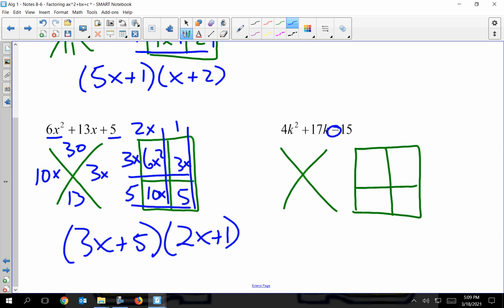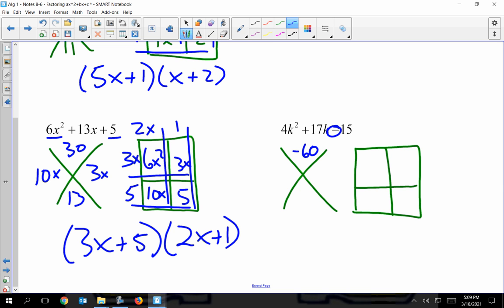And I would FOIL that back out or box that back out and just see, did I get what I started with? Okay. This one, 4 times negative 15 is a negative 60. And I got a positive 17 at the bottom. I'll write that a little bit more neatly.